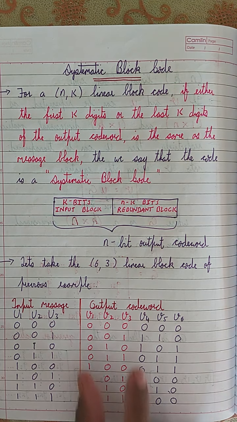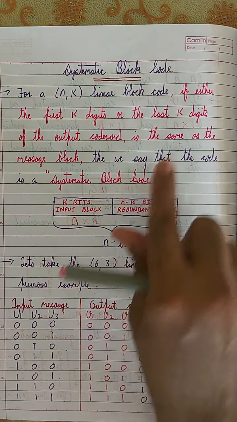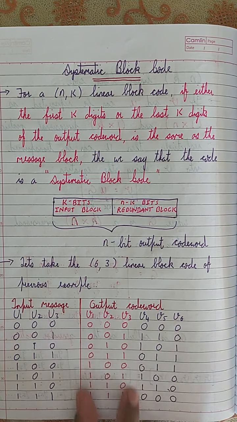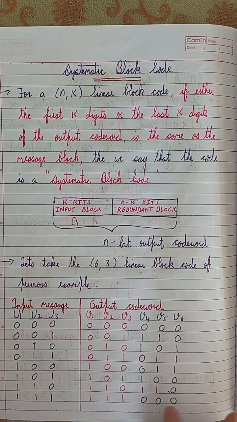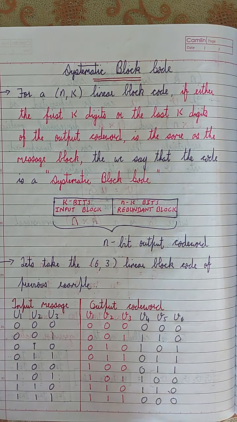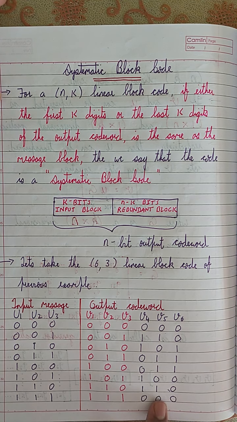It can be the first or the last. It can come at the first portion of the code word, or at the last portion of the code word. If any one part of the code word is exactly the same as your input message, then that code is what you call an (n,k) linear systematic block code. It is a linear block code, but it also has a systematic structure in which a part of the code word is exactly the same as your input message itself.